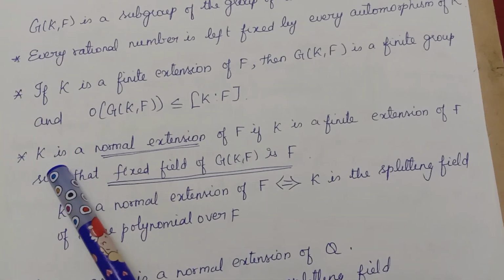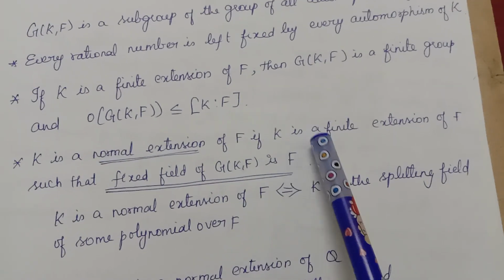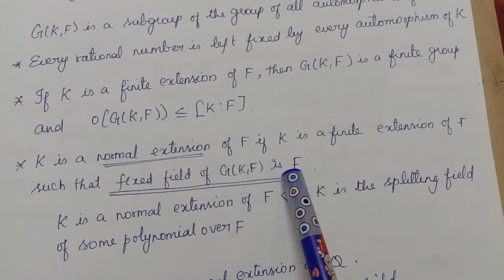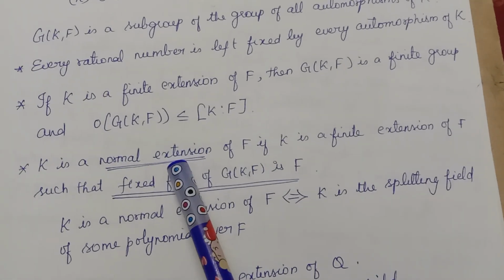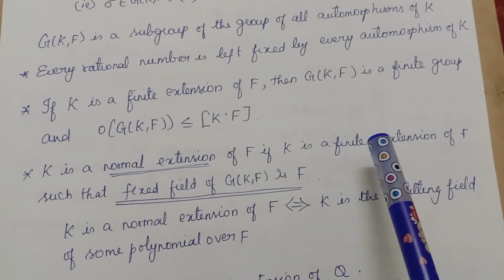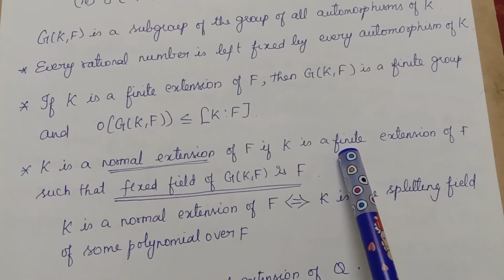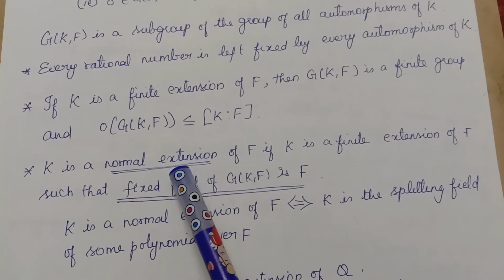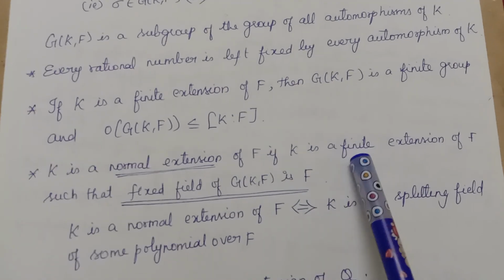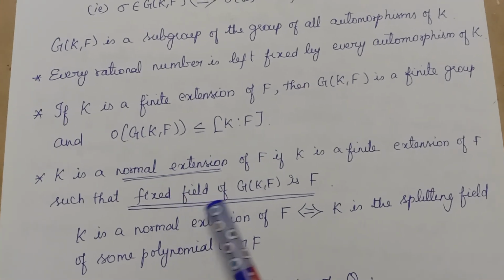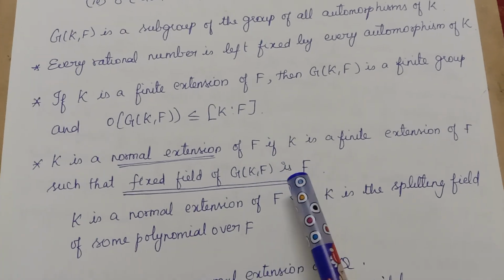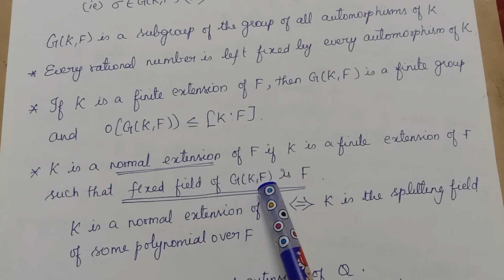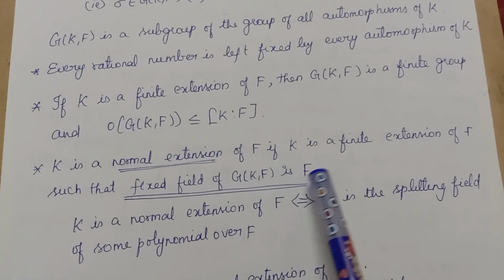Next, K is a normal extension of F if K is a finite extension such that the fixed field of G of K comma F is F. We know what an extension is, and we know what a finite extension is. When do you say an extension is finite? When the degree of K over F is finite, it is called a finite extension. So for an extension to be a normal extension, first of all it has to be a finite extension, and then the fixed field of G of K comma F must be equal to F. That means the set of all elements in K which are fixed by all automorphisms fixing every element of F is entirely equal to F.